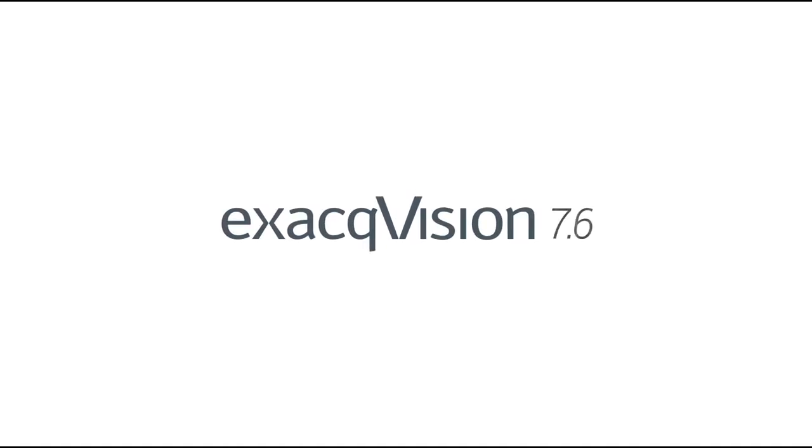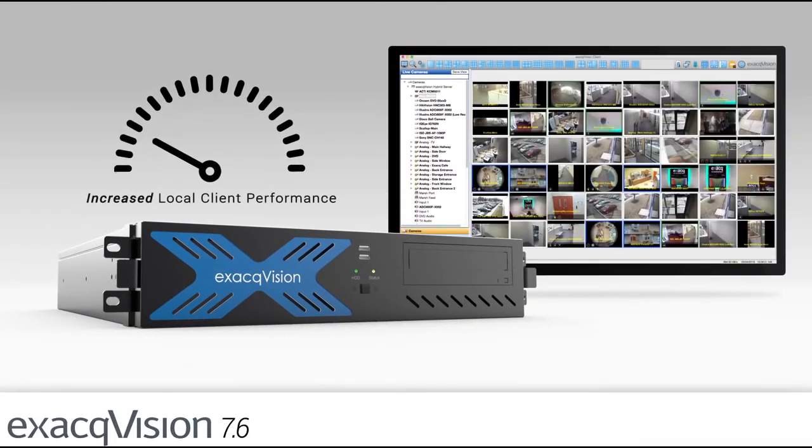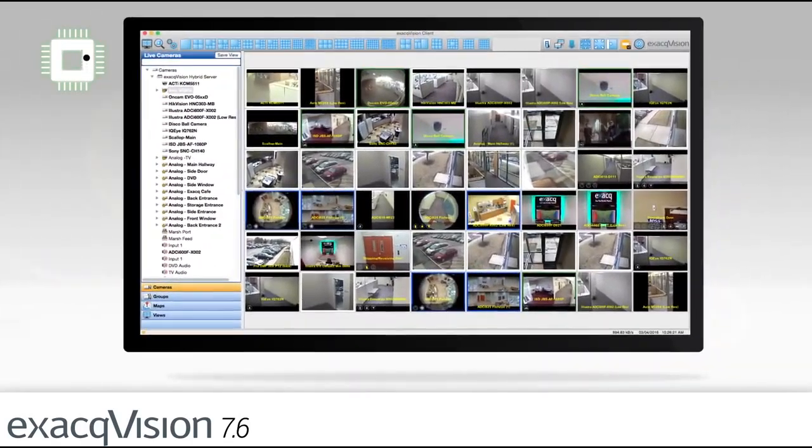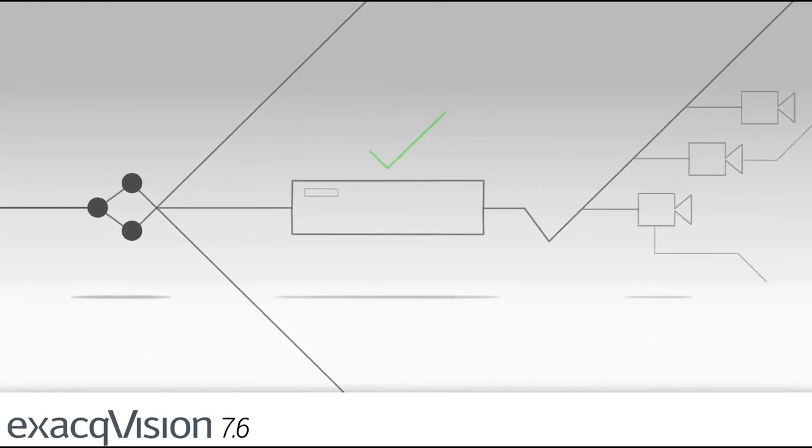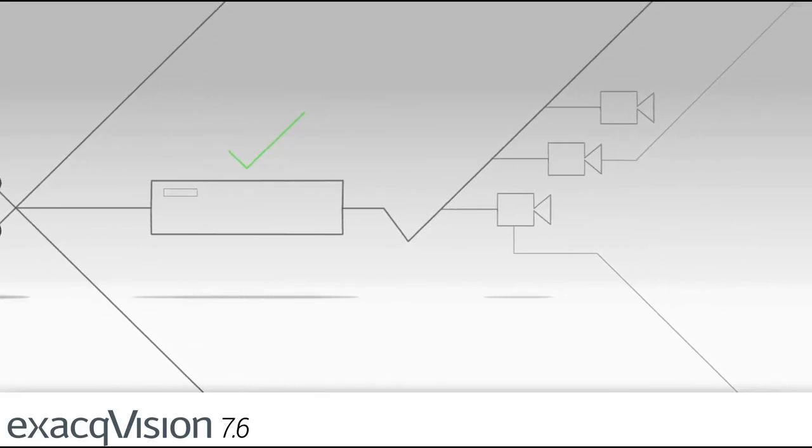exacqVision 7.6 offers increased local client performance on all exacqVision recorders and any client workstation that has discrete or integrated graphics processors. Leveraging GPU hardware enables users to achieve higher frame rates when monitoring large numbers of cameras. Performance has also improved for camera reconnections after network outages and finding new servers on the local area network.